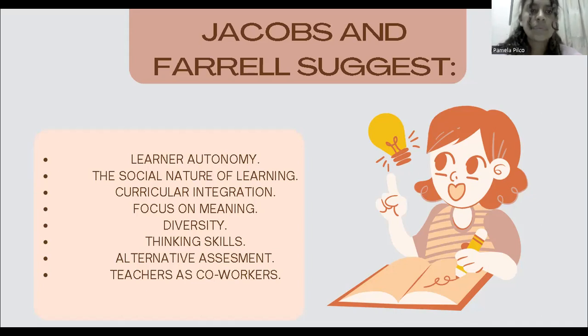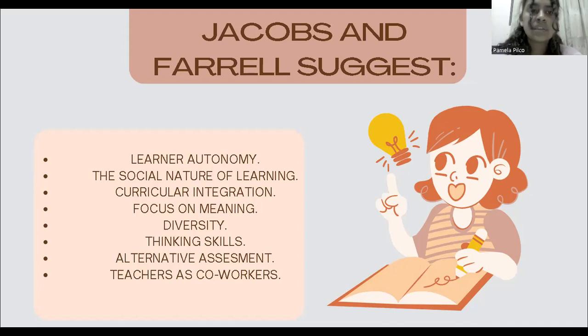Thinking skills. It is related a little bit to the first one because we need, as teachers, to try to develop the thinking skills of our students. It means that we need to make them think about their own criteria about different topics. Also, we have to let them develop their creativity in different activities.